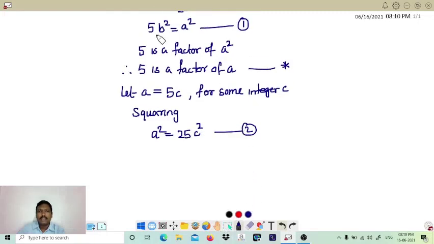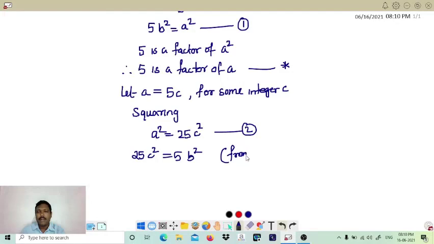Equation number 1 is 5b squared equal to a squared, and equation number 2 is a squared is equal to 25c squared. So both are equal to a squared. So from 1 and 2, 25c squared will be equal to 5b squared, because 5b squared is a squared and 25c squared is also a squared.